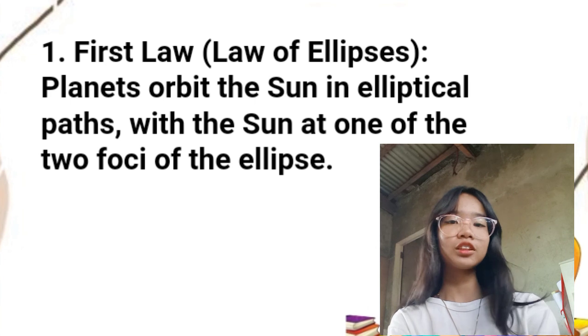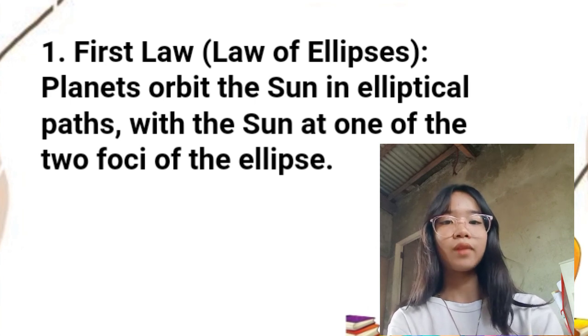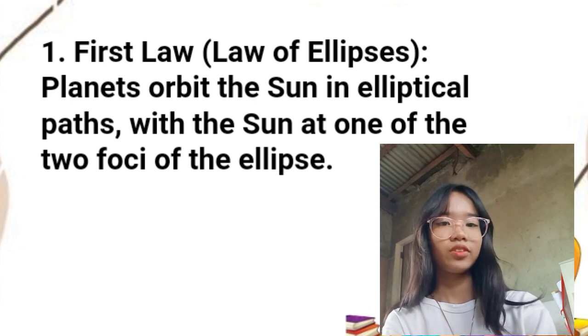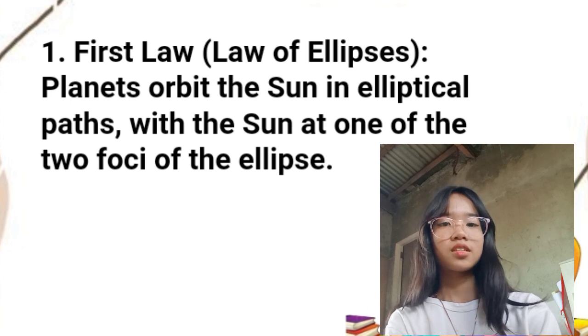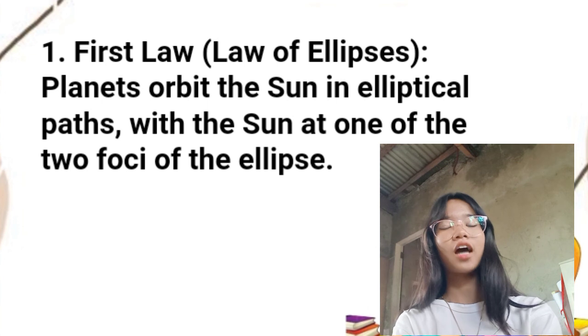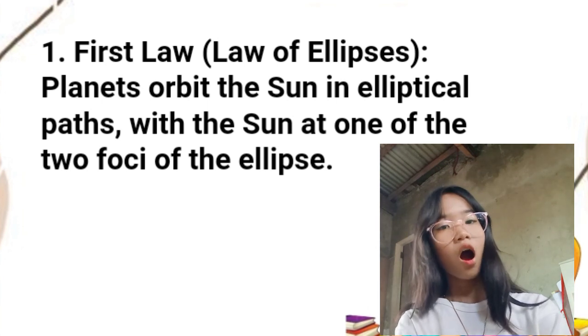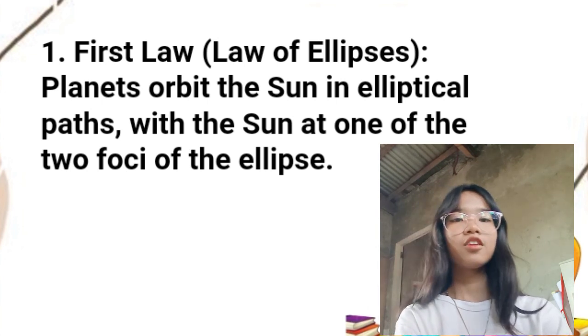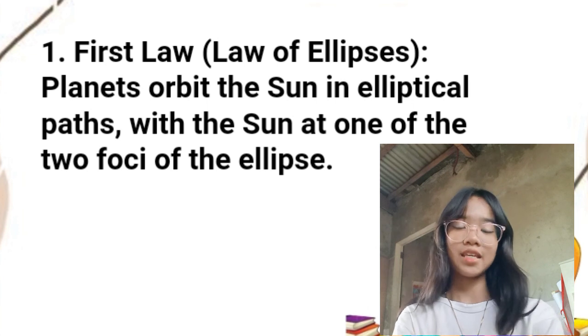So, the first law states that planets move around the sun in elliptical orbits, not in perfect circles. The sun is located at one of the two foci of the elliptical orbit. The other focus remains empty.